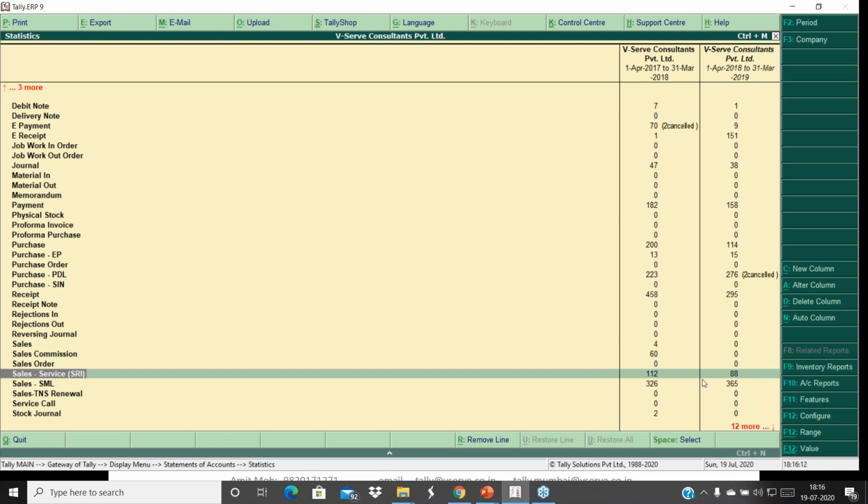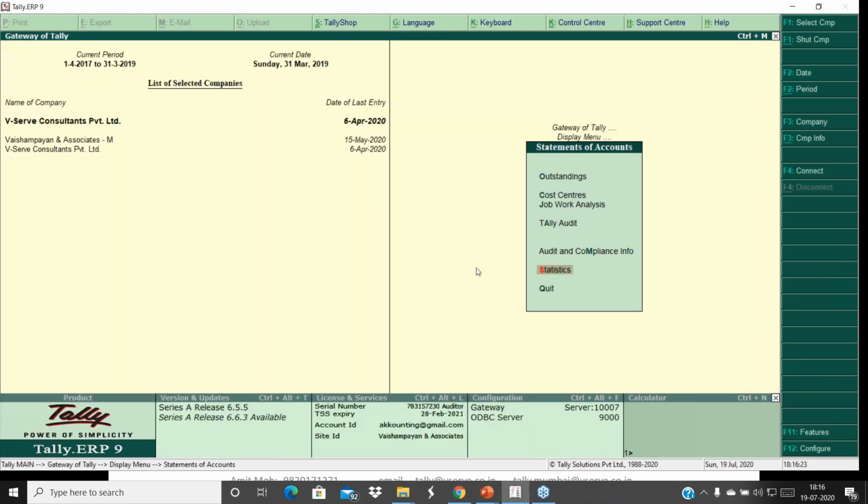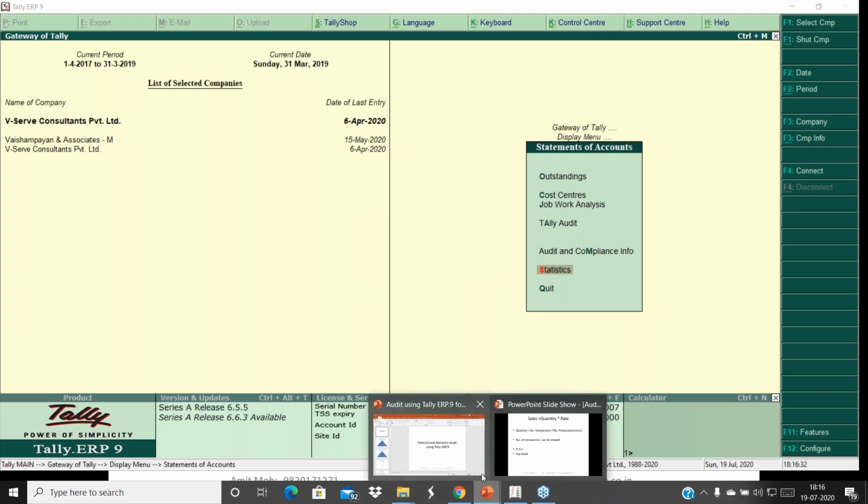The number of transactions per se has maybe gone down a little because there's one sales commission entry also here, right? So this is one way you can actually compare the number of transactions. In my opinion, this becomes very critical information for the internal auditor to understand what is the status of the company.